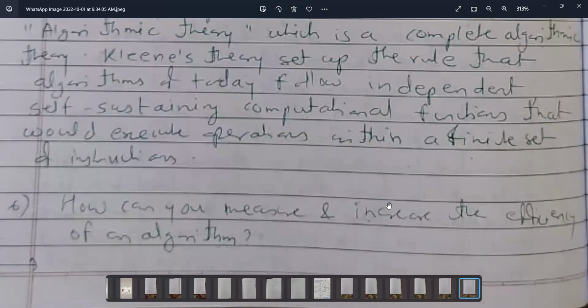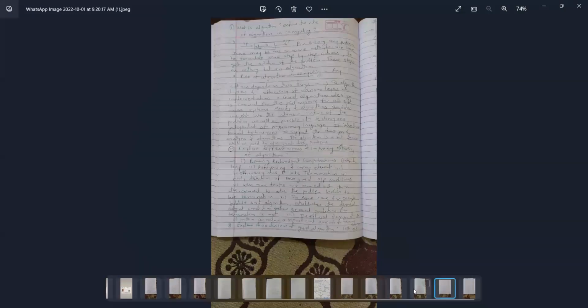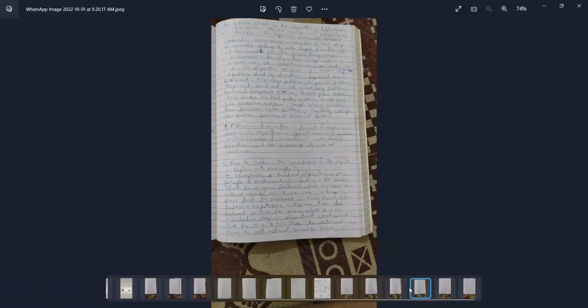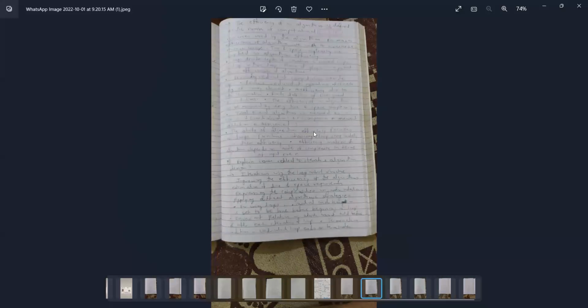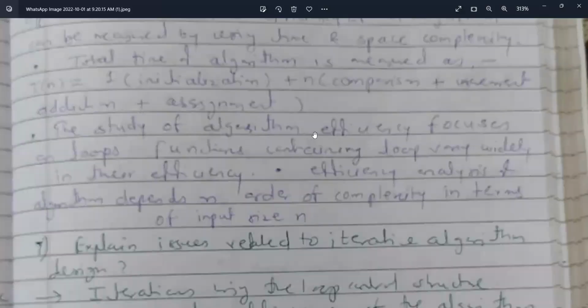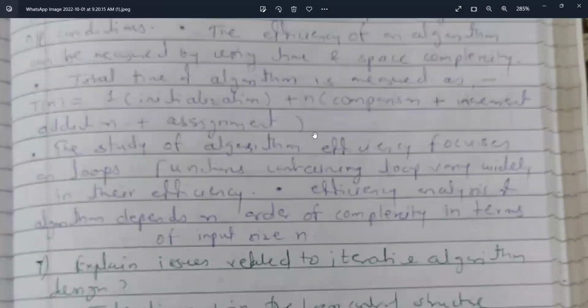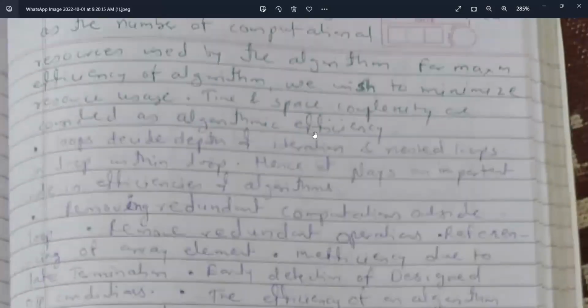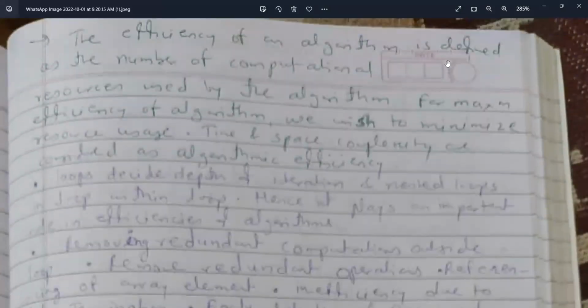How can you measure and increase the efficiency of algorithm? First, the definition of efficiency of algorithm. The efficiency of algorithm is defined as the number of computational resources used by the algorithm. For maximum efficiency of algorithm, we need to minimize resource usage.